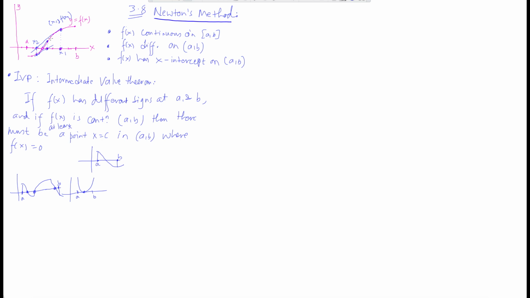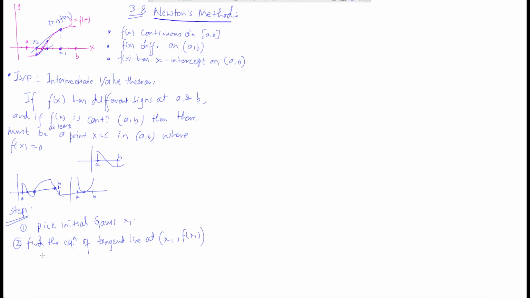Okay, so how do I do that? What are the steps to use Newton's method? Let's do the steps for Newton's method. First, pick an initial guess x1. Number one is to find the equation of the tangent line at x1, f(x1). Do you remember the equation of the tangent line?